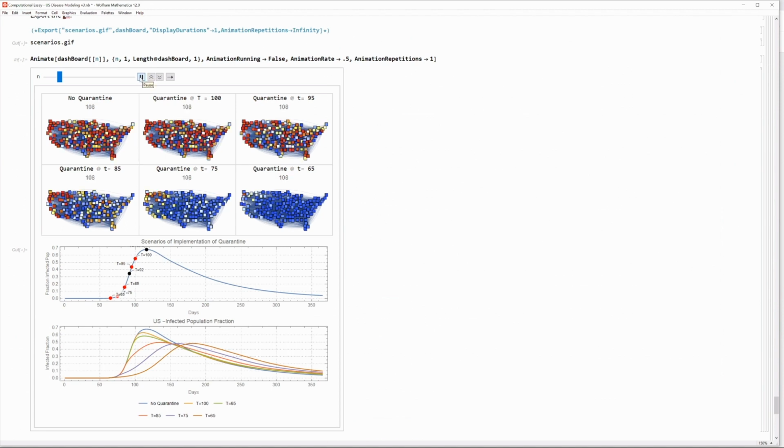And we can run this and see how this spreads along.